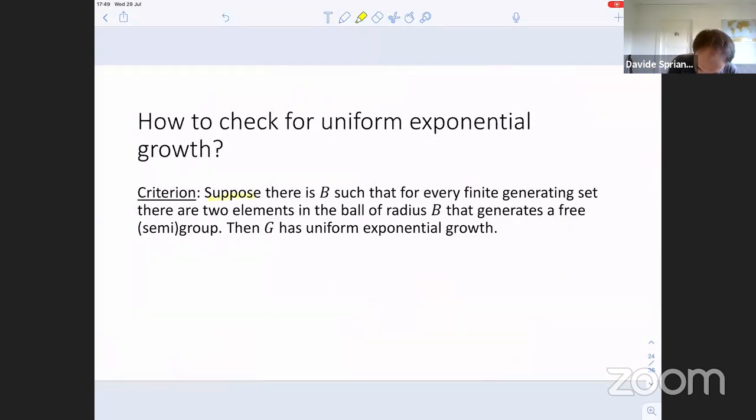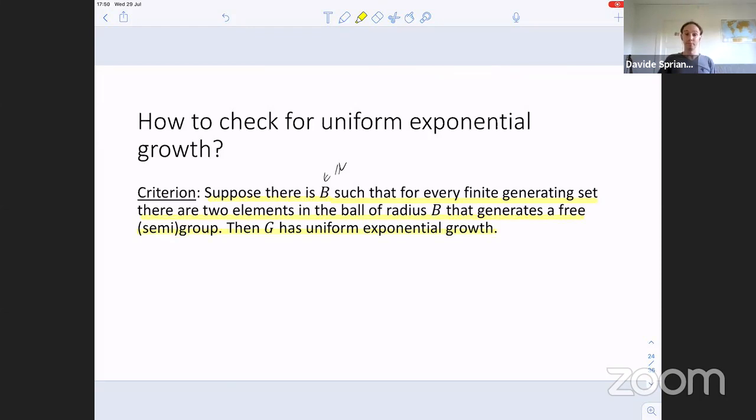So suppose that there is a number B, such that for every finite generating set, there are two elements in the ball of radius B that generate a free semigroup. Then G has uniform exponential growth.